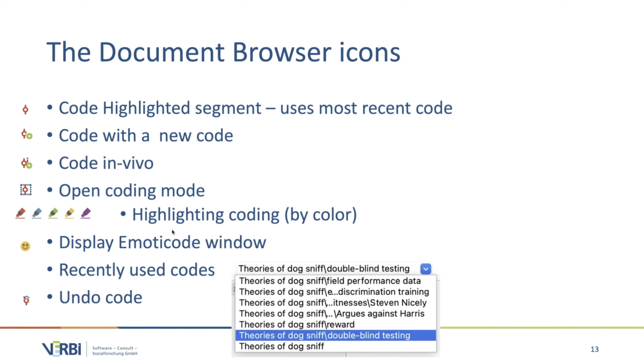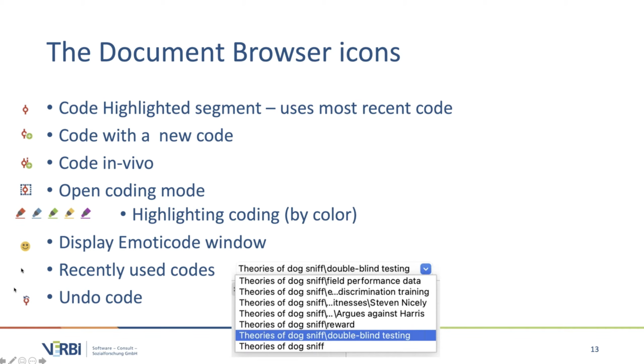A few releases ago, MAXQDA created a tablet version so that you could take documents that you had on an iPad or a tablet and code them on your tablet, but only using emoticodes. Emoticodes can also be renamed, so you can ultimately use these images for pretty much any code you want.